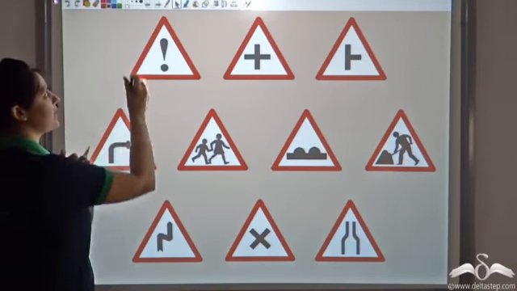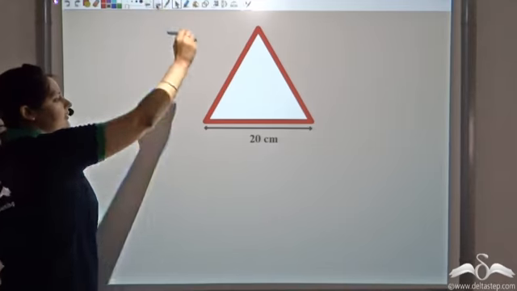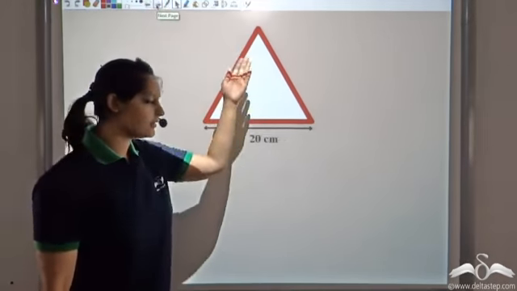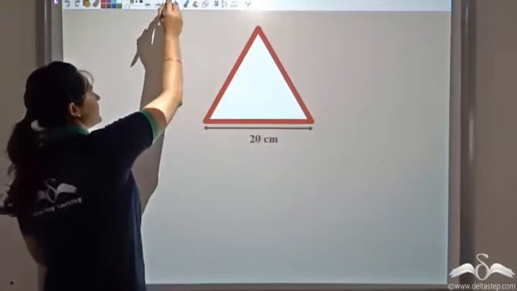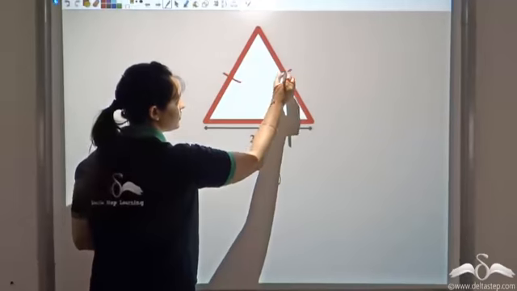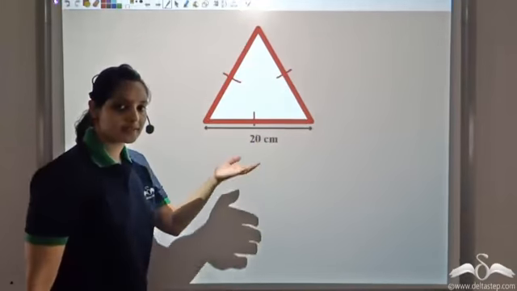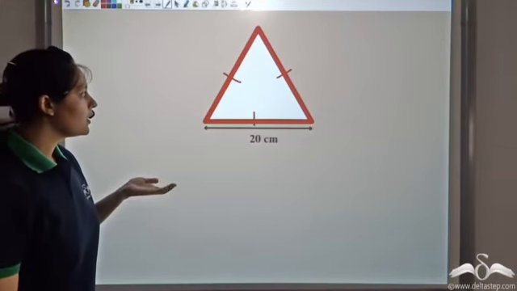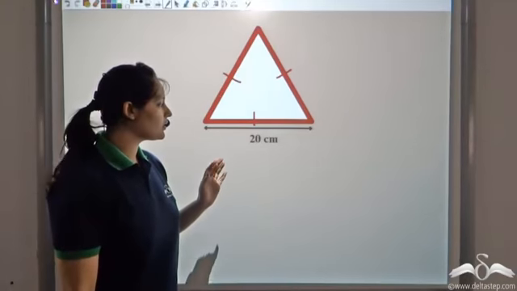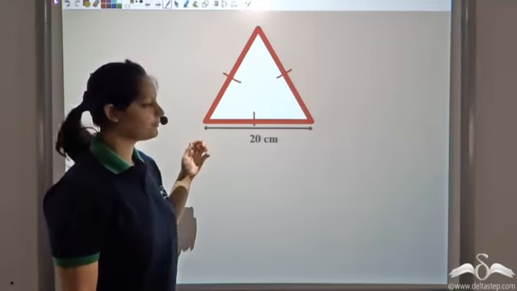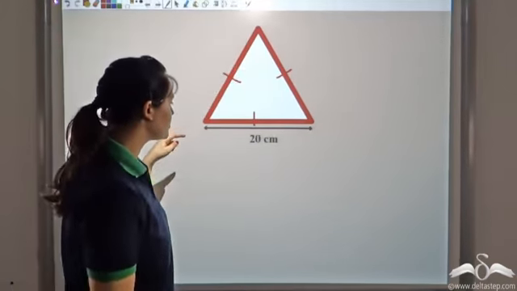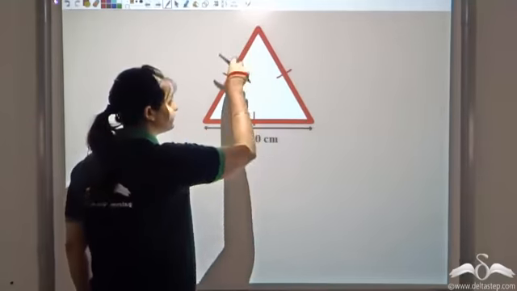So he decides to make 10 triangles, equilateral triangles with side 20. So all the sides would be equal since it's an equilateral triangle. The first thing he wanted to know was how much tape he would need. The red tape that he needs is actually the distance along this shape.